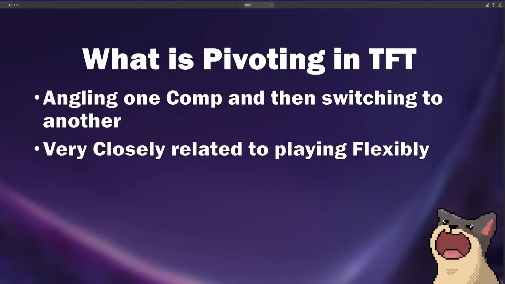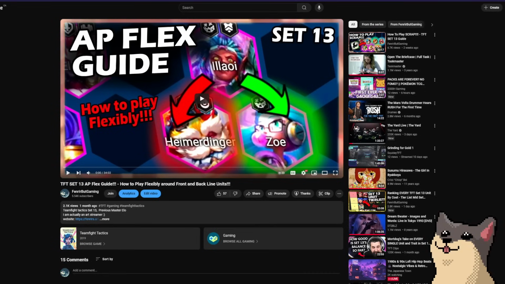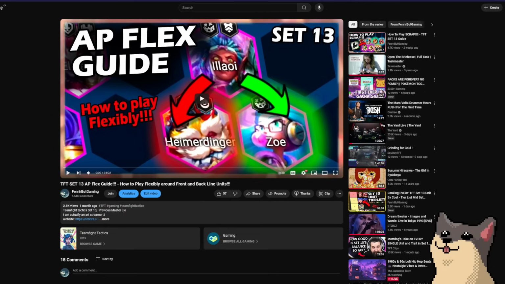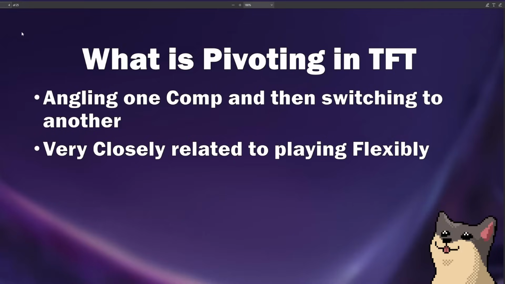So I already had made a flex guide that deals with AP flex. AP flex is like a big thing that occurs in many sets of TFT. So this was a guide I made like a month ago. This was one of the early guides that I made. This is going to be similar to that guide. I'm also going to reference this guide a couple times during this presentation, but this is going to be more generic. Instead of just talking about AP in particular, just giving you tools that are a little bit more broad, so to speak, which I think is what people were asking for when they were asking me about pivoting.